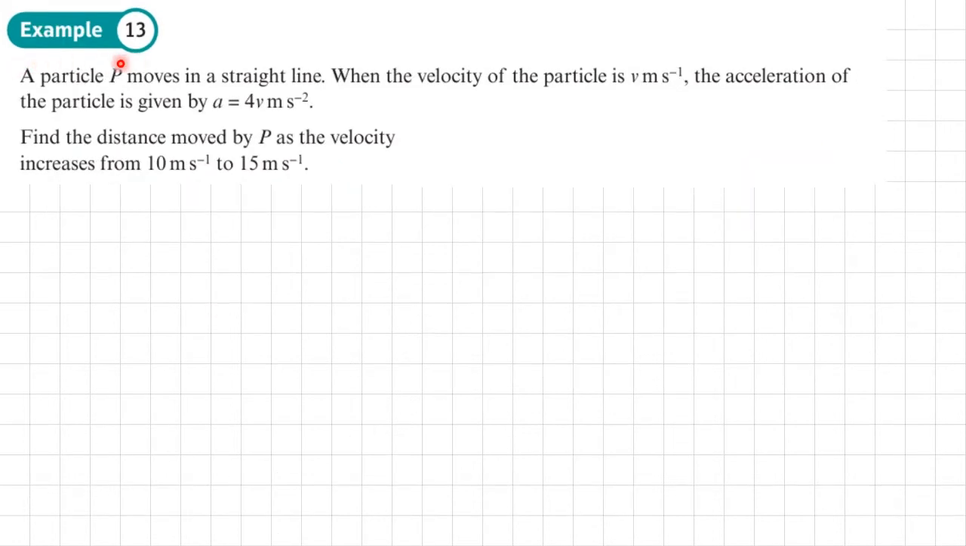Example 13. A particle P moves in a straight line. When the velocity of the particle is v meters per second, the acceleration of the particle is given by a equals 4v meters per second squared. Find the distance moved by P as the velocity increases from 10 meters per second to 15 meters per second.